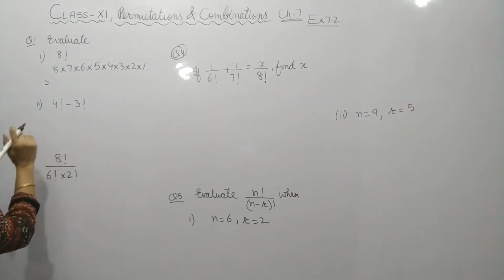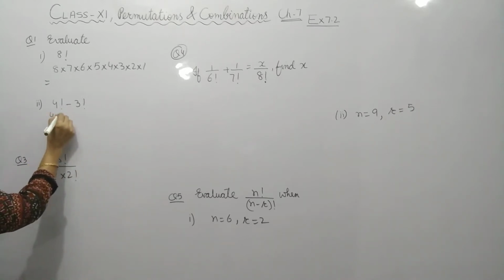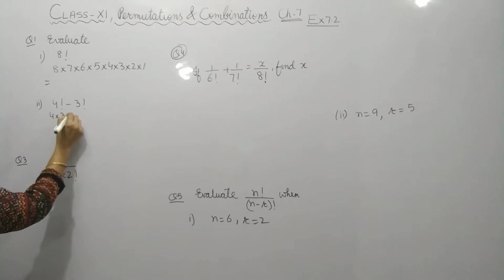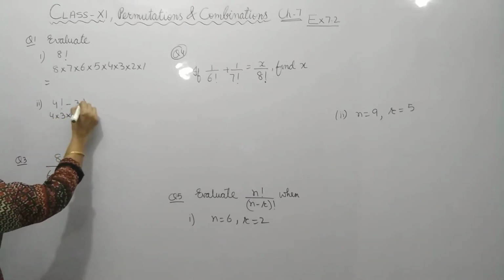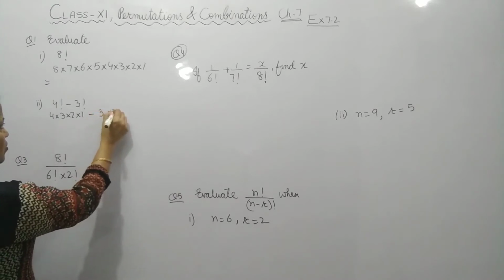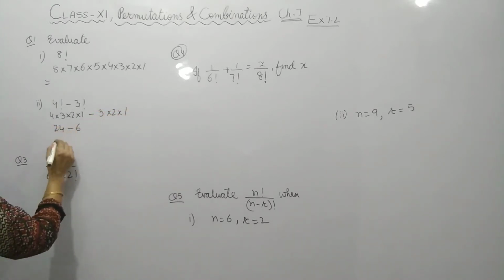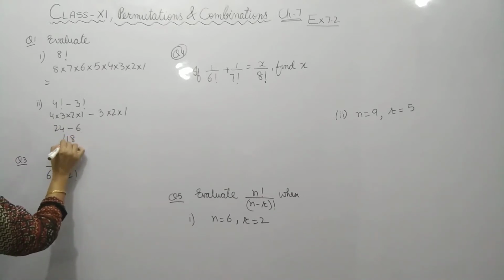4 factorial minus 3 factorial. So how can you take it? 4 factorial is 4, 3, 2 into 1, minus 3 factorial. 3 factorial is 3 into 2 into 1. So it will be 24 minus 6, that is 18.